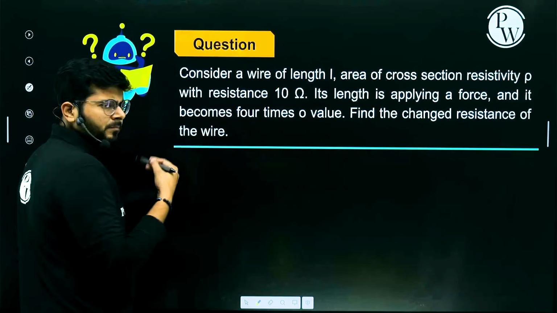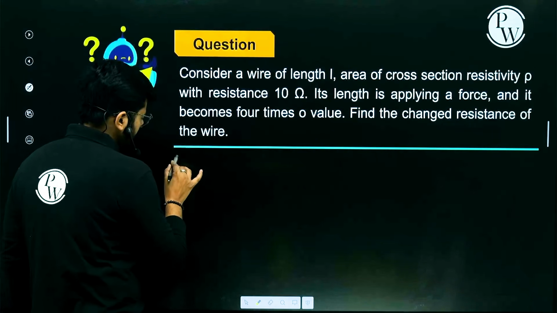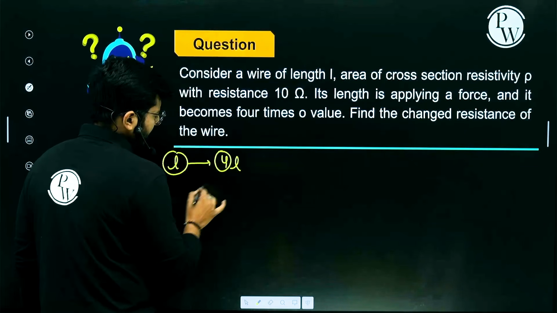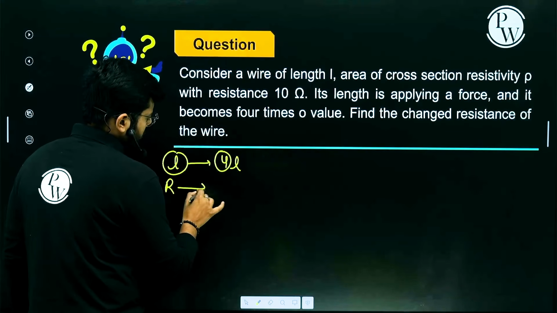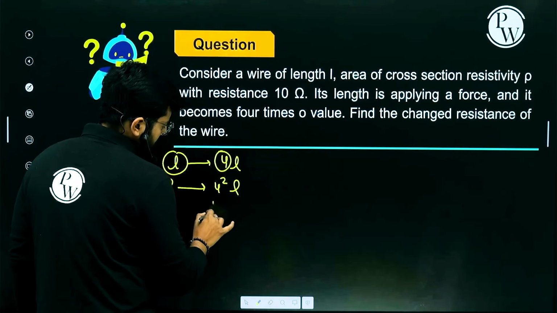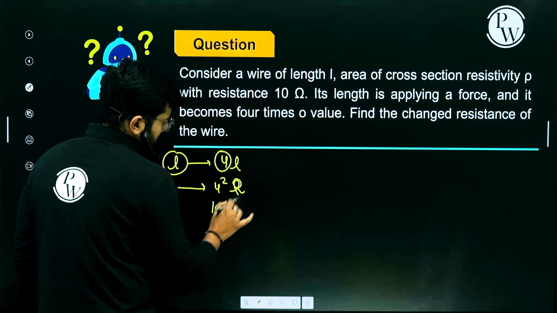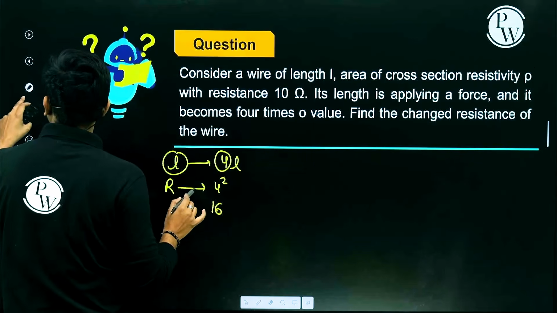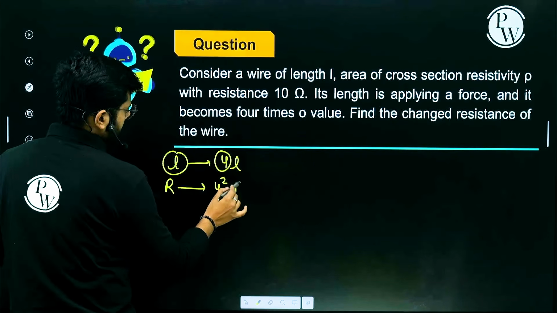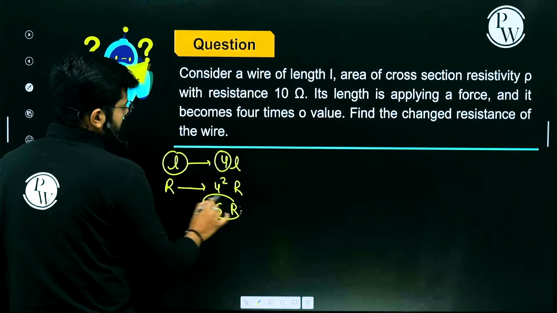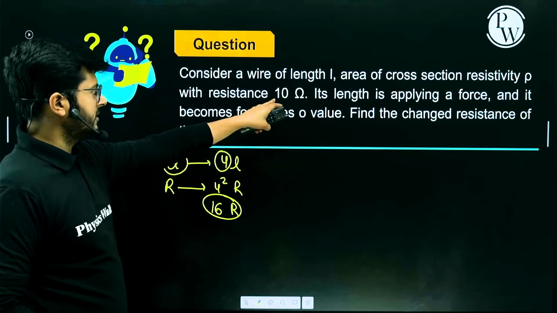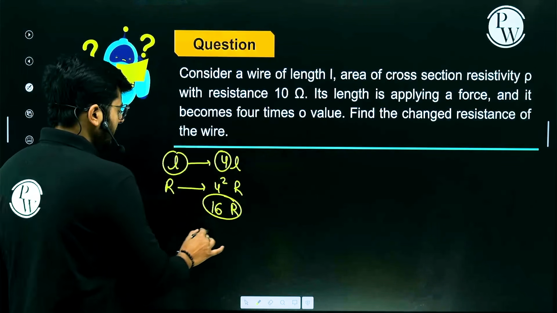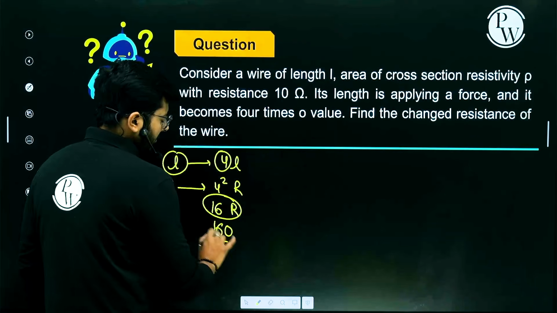So clearly, by common sense, we say that if the length is becoming n times, 4 times, the resistance will become n square times. So 16 times the original resistance. Original resistance was R, so it will be 16 times the original resistance. The original resistance was 10 ohm. This time it will be 16 times 10, which is 160. So without any problem, we have solved it.